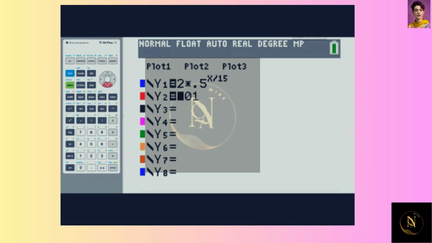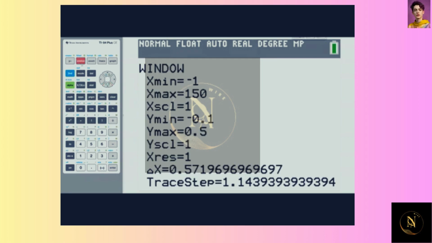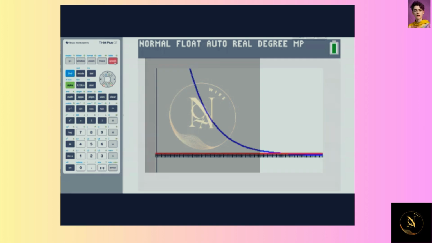For my window, I fiddled with the numbers for a while until I came up with a good view of everything. I chose to go from -1 to 150 on my x-axis and -0.1 to 0.5 on my y-axis. And those numbers can vary. You just want to be able to see both your exponential decay graph as well as your horizontal line, and you want to be able to see the intersection point.